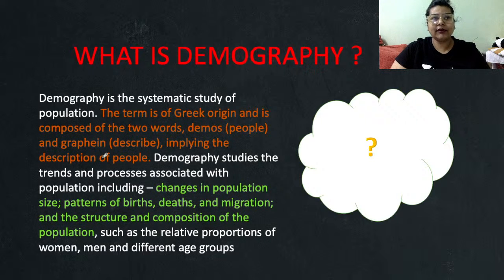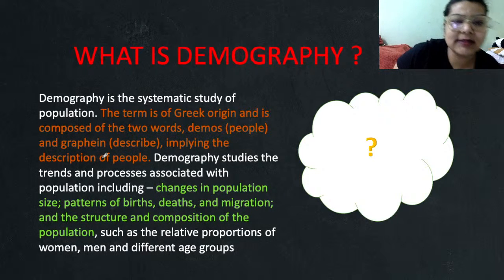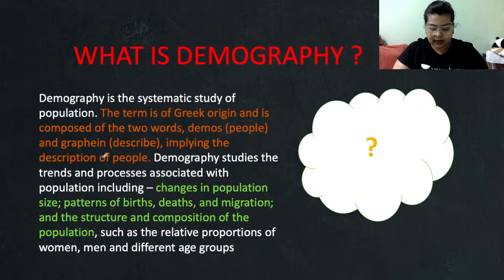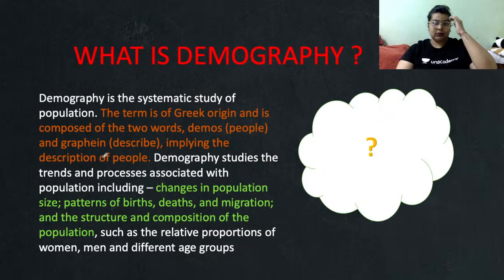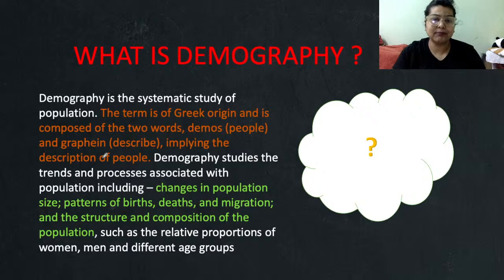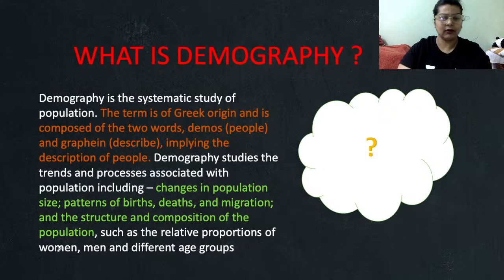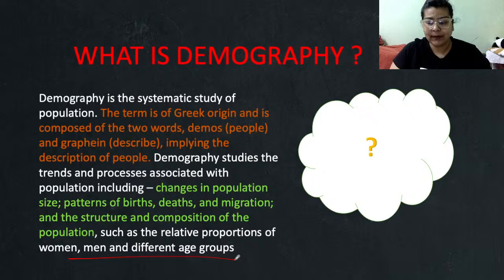Demography is known as the systematic study of population. The term is of Greek origin and is composed of the two words, demos, people, and graphine, which means describe, implying a description of people. Demography studies the trends and processes associated with the population, including size, pattern, birth, death, and migration, that is movement of a person from one place to another. It can be of men, women, or different age groups also. When I say age groups, it can be right from the infant to the people who are in their late 60s, late 70s or late 80s.